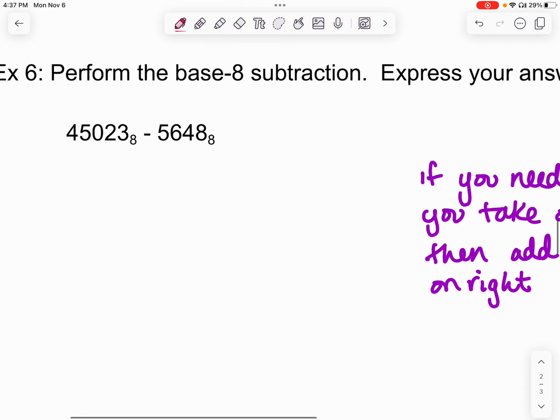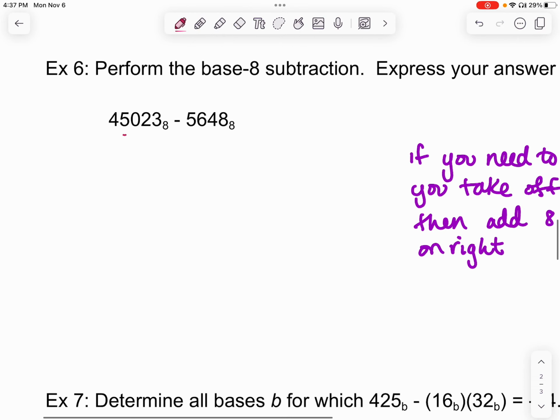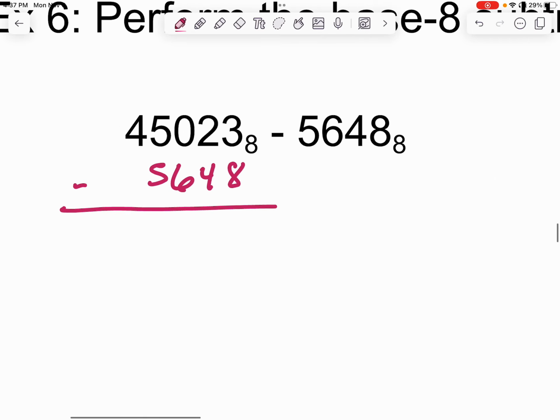So I'm going to have 5, 6, 8. And I'm going to do my subtraction. So when I go to subtract 8, I don't have enough. So I borrow 1 from here, and I have to add 8 to 3, giving me 11. So 11 minus 8 is going to give me 3.